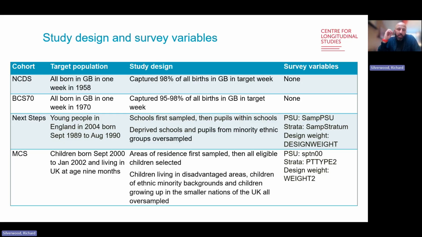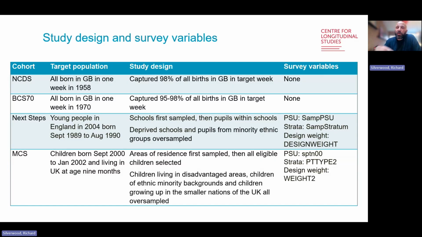In Next Steps, first of all, schools were sampled, and then within those selected schools, pupils were selected within those. And there's also some oversampling, so more deprived schools or pupils from minority ethnic groups were relatively more oversampled. And so what that means is, if you were to just analyze the data as is without accounting for this, particularly this oversampling, then you wouldn't have a representative sample. So you need to account for this complex survey structure in your analyses.